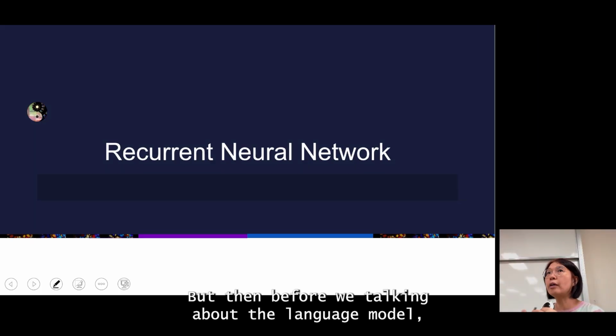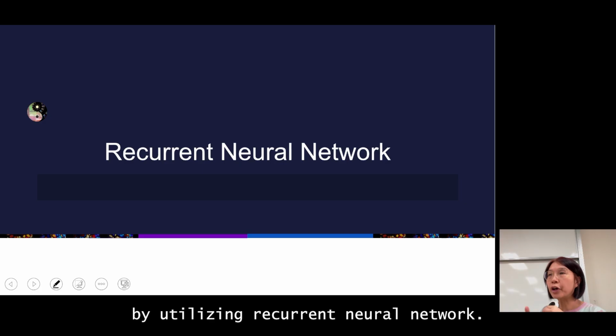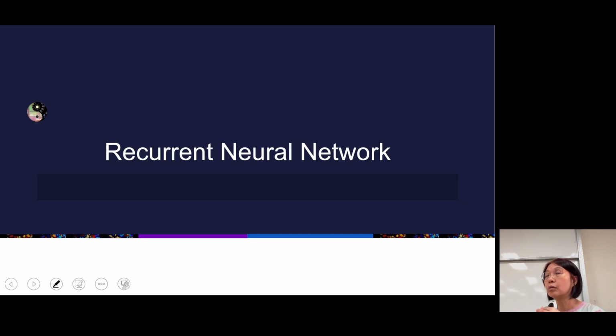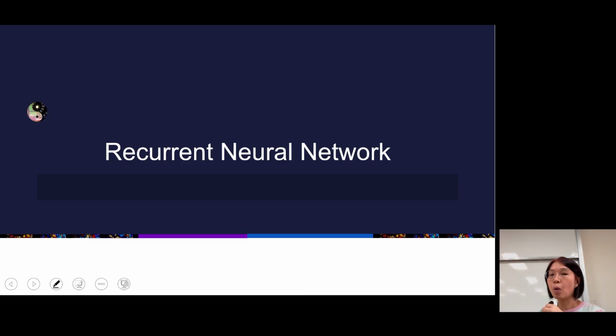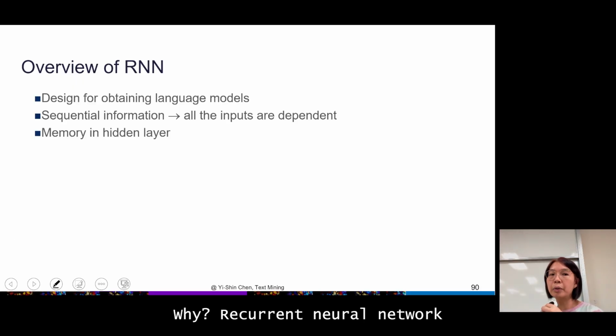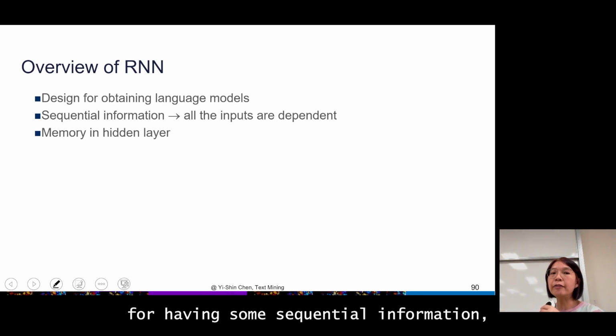But before we talk about the language model, many people want to talk about certain language models designed by utilizing recurrent neural networks. It is a very promising technique when it was introduced. Why? Because a recurrent neural network is actually designed for handling sequential information.